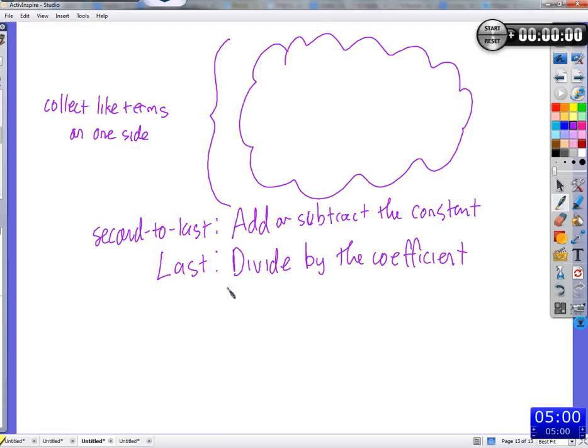I can't give you a step 1, 2, and 3. There's not a consistent step 1, 2, and 3. Collecting like terms can look different in different problems. Sometimes you won't even need to collect like terms. We'll get that for you already. But pretty good rule of thumb.